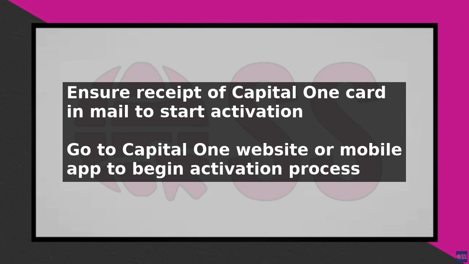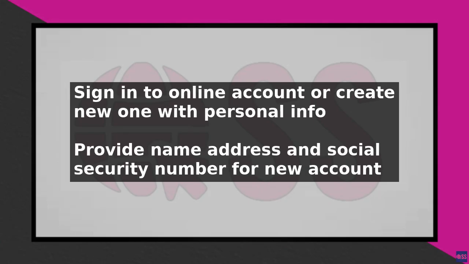If you are creating a new account, you will need to provide some personal information, such as your name, address, and social security number. After signing in to your account, click on the Activate Card option and follow the prompts to enter your card information, including the card number, expiration date, and security code. You will also need to provide some personal identifying information to verify your identity.